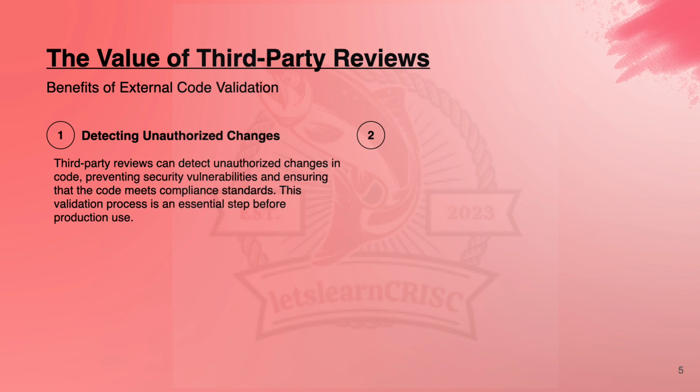Friends, this validation process is an essential step before production use. This validation process involves confirming that the code meets the quality, security and compliance standards before it is deployed for actual use in the production environment. So before releasing a new version of a software product, the code undergoes a validation process to ensure that it functions correctly and meets all necessary criteria.